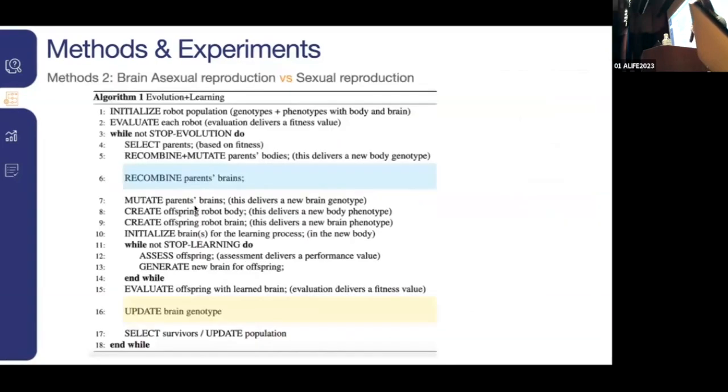Okay, here is a pseudocode of the complete integrated process of learning plus evolution. We have two loops again: the outer evolutionary loop and the inner learning loop. The highlighted blue code shows the brain sexual reproduction. Without it, it's the brain asexual reproduction. The highlighted yellow code shows the Lamarckian learning mechanism. Without it, it's a Darwinian learning mechanism.